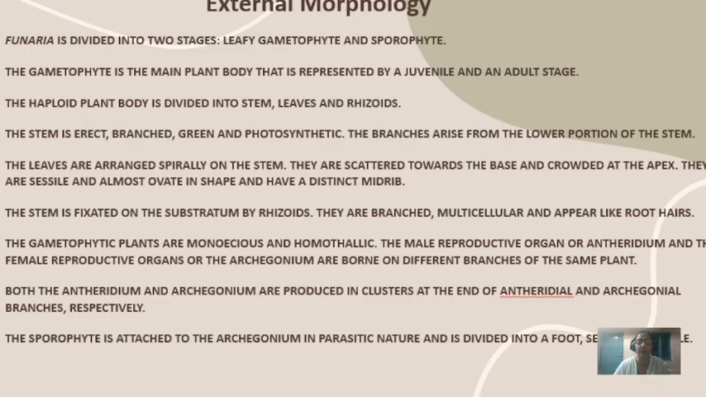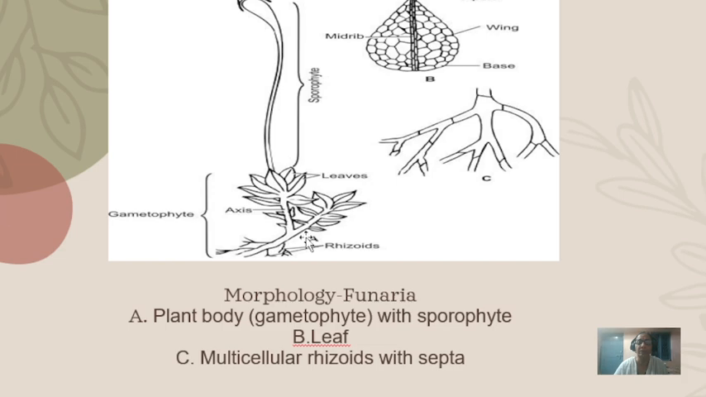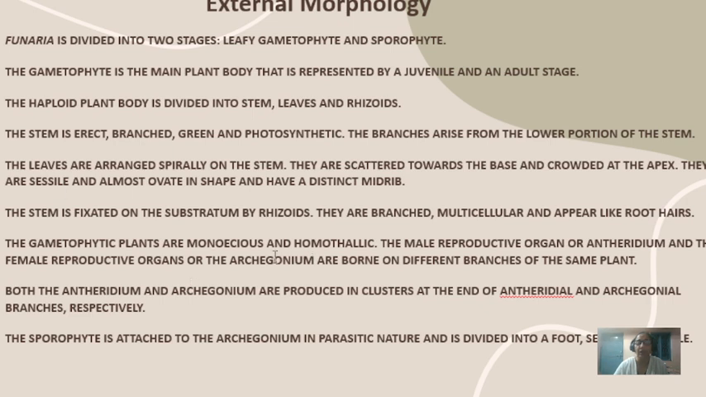On the stem, they are scattered towards the base and crowded at the apex. They are sessile and almost ovate in shape with a distinct midrib. The stem is fixed to the substratum by rhizoids. The rhizoids are branched, multicellular, and appear like root hairs. The gametophyte plants are monoecious and homothallic.